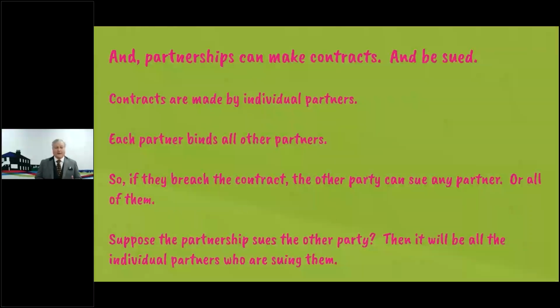That means that if there is a breach of contract, the other party can sue any partner in the partnership, or they can sue all of the partners in the partnership. It's their choice. And similarly, if the breach is the other way and the partnership wishes to enforce the terms of the contract, then it will be the individual partners in the partnership who will be suing the other party to the contract.